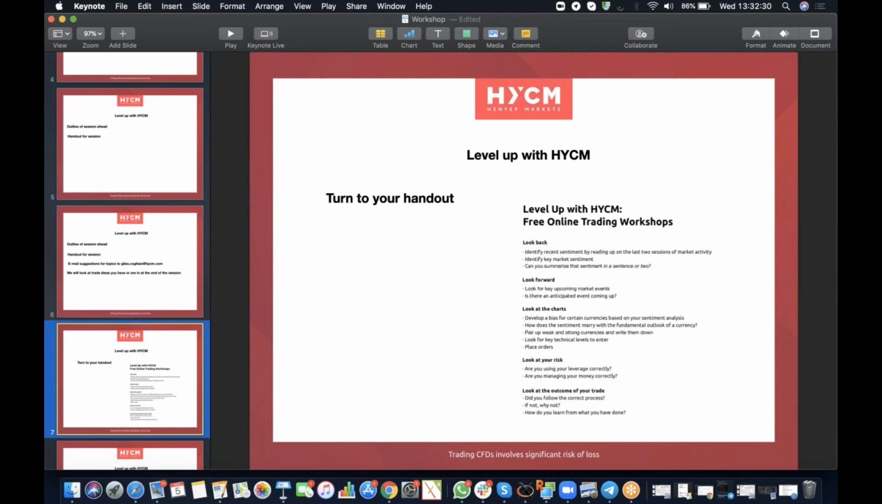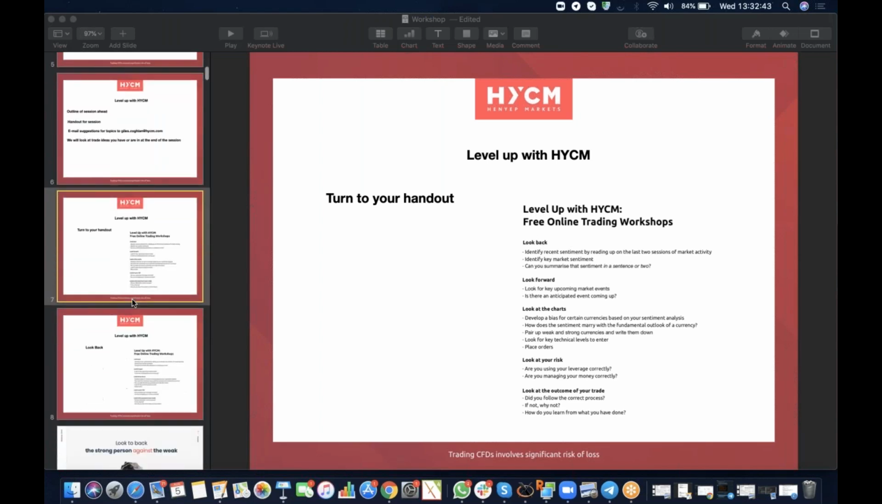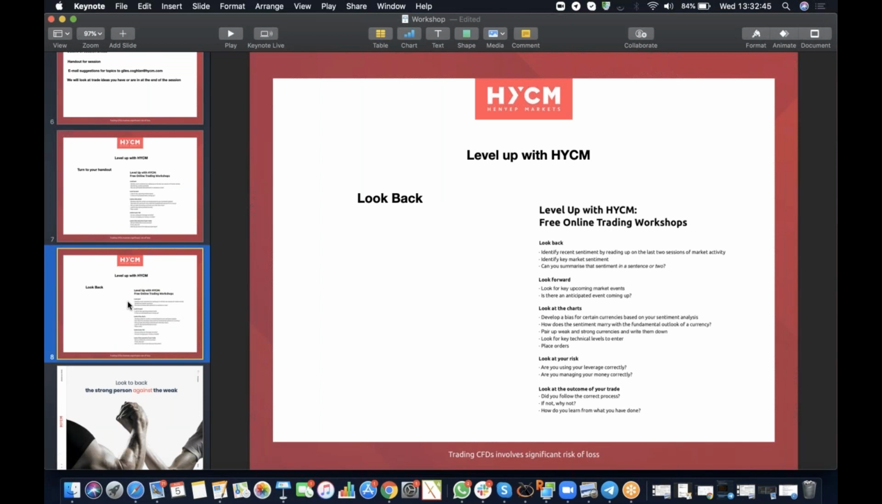Without further ado, if I could just ask you to turn to your handout and we'll start looking at these key areas. So we're going to go through these 5 different headings, starting with looking back before we look forward. And before we look at the charts even, we want to look back and to see how the market has been behaving.